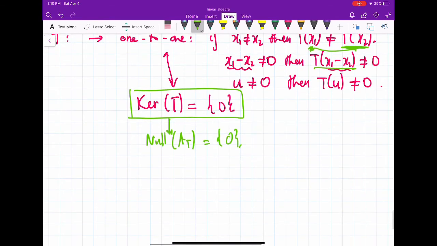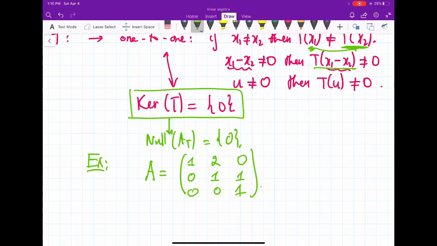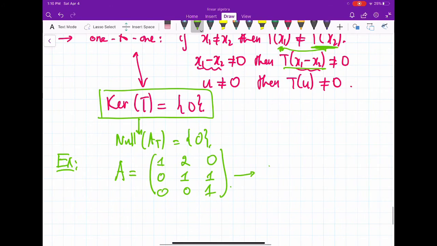Okay, and we have all the information about the homogeneous system with the trivial solution. Let's consider the following example. Let A be the matrix with rows 1, 2, 0; 0, 1, 1; and 0, 0, 1. It's obvious that the rank of A is 3, right? Because this matrix is already in row echelon form. A has 3 non-zero rows, so the rank is 3.